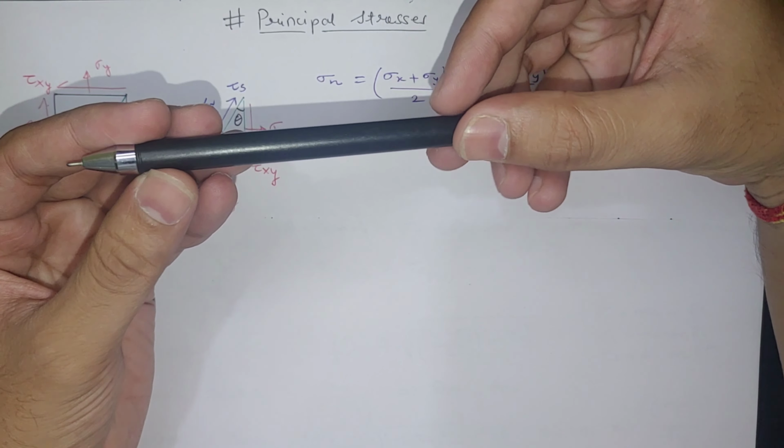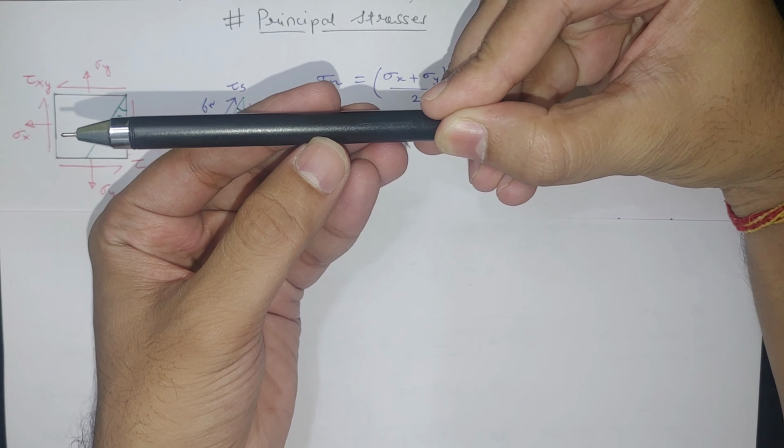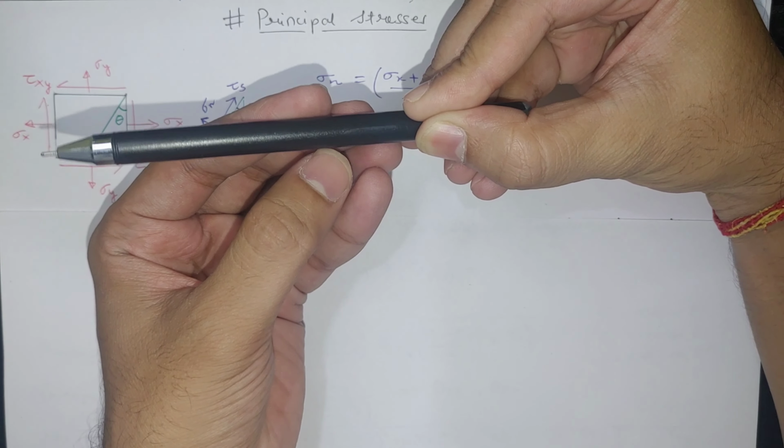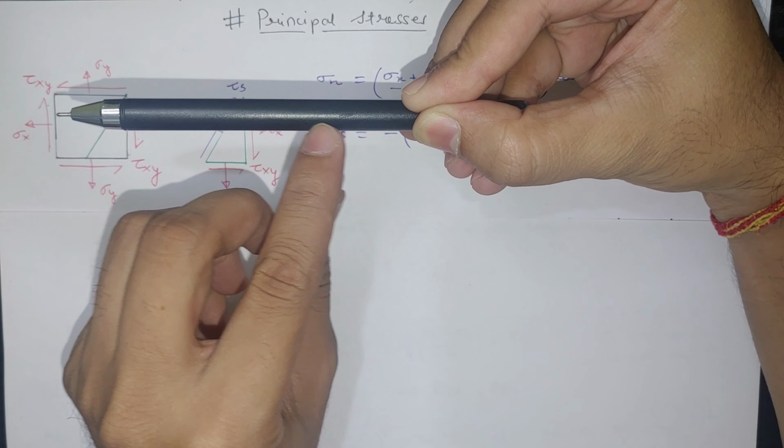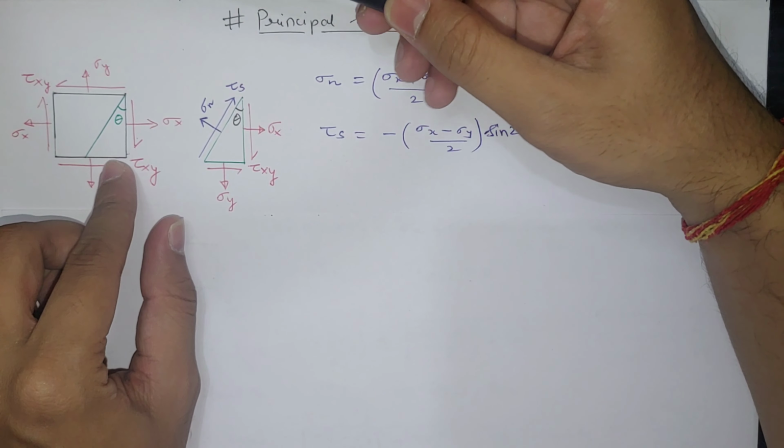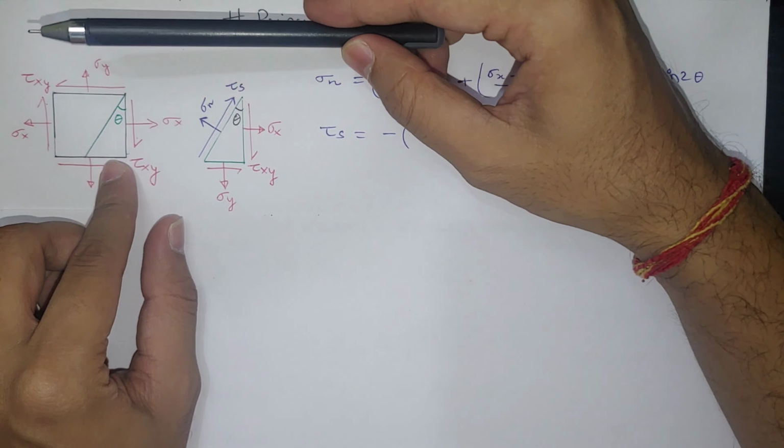Let's say this is our work specimen, and anywhere if we take a small plane element, say here, we are drawing the stresses acting on this particular element in different directions. So here sigma x is acting on this plane, sigma y is acting on the perpendicular plane.